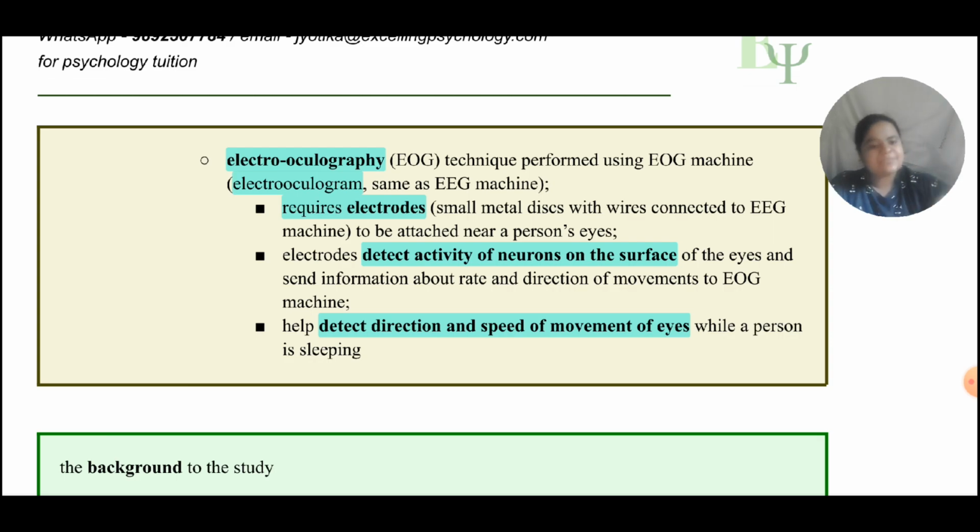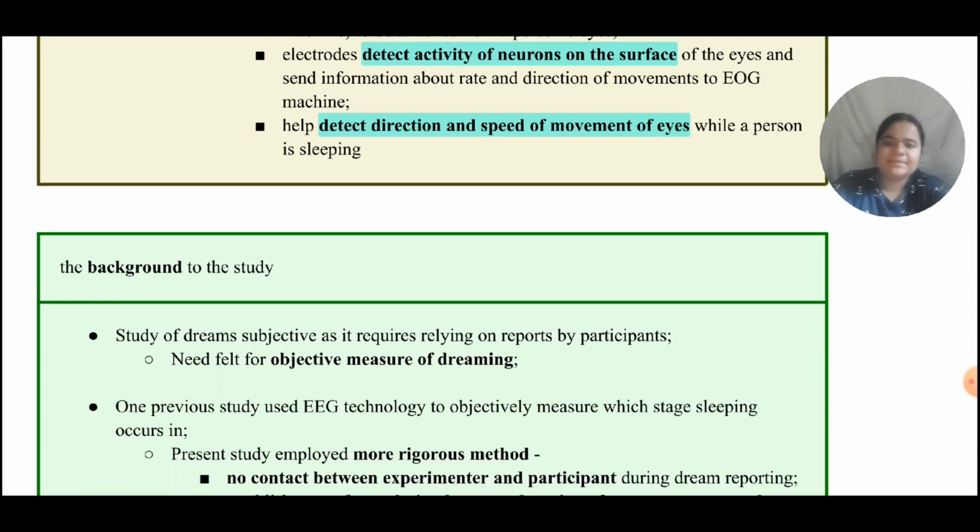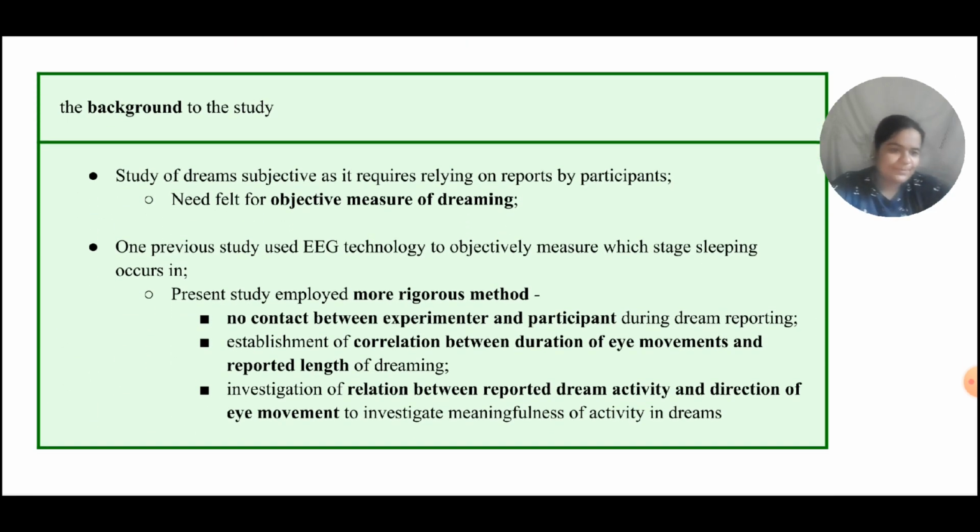So to summarize what we've seen in the psychology investigated, the study is about finding out in which stage of sleep dreaming occurs with the help of machinery or sophisticated brain study techniques which are called EEG and EOG respectively. All these concepts we have to explain if they ask us in the paper, as I will show you ahead. Very shortly I'll be discussing what type of questions come in the paper. Okay, let's come to the background of the study.